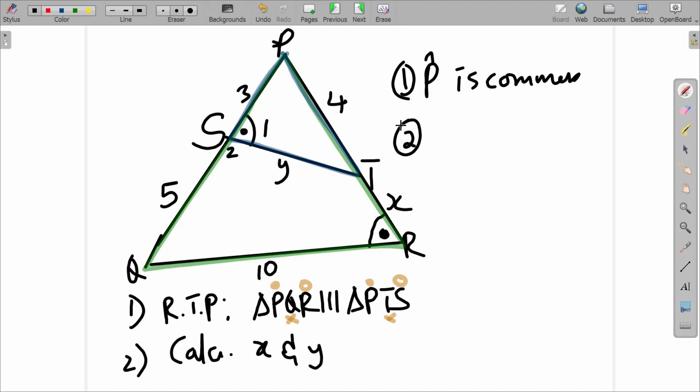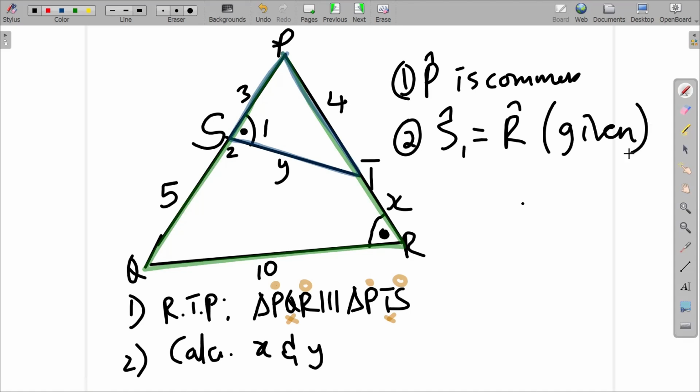My second statement: I see angles that are marked the same way. So angle S1 is actually equal to angle R. This is freely given in the diagram. And my third statement: I do not really have a way to show that angle Q is equal to angle T. So this is where that statement pays off.